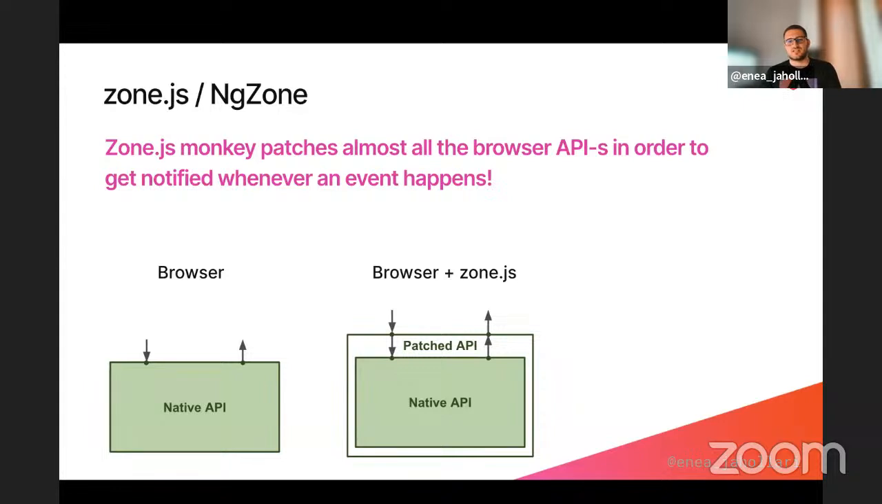What Zone.js does is it monkey patches almost all the browser APIs in order to get notified when an event happens on the browser. So if we think of the browser as just a box with nothing on it, we just have some native APIs. But if we have Zone.js in our code, then it will wrap the browser and have these patched APIs working for it.